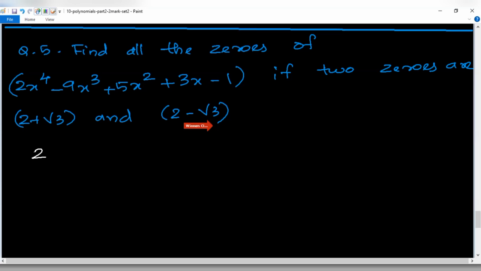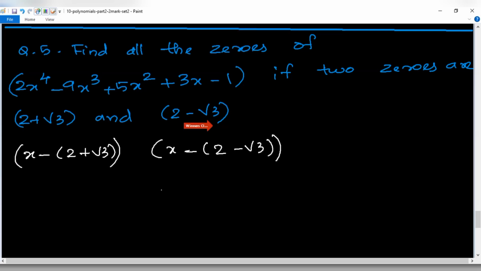Means what we can say? We can write x minus 2 plus root 3 and x minus 2 minus root 3 are factors of this given polynomial, right? 2 plus root 3 is a zero, means x minus 2 plus root 3 is a factor. 2 minus root 3 is a zero, means x minus 2 minus root 3 is a factor. Now we can multiply these two and we can say the product of these two will also be a factor, right? Now let us open the bracket.